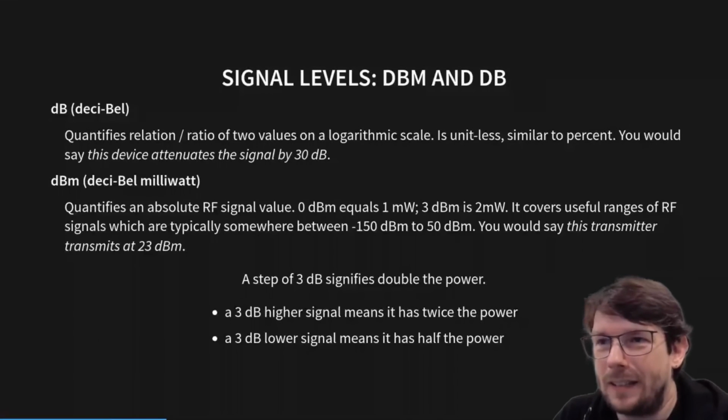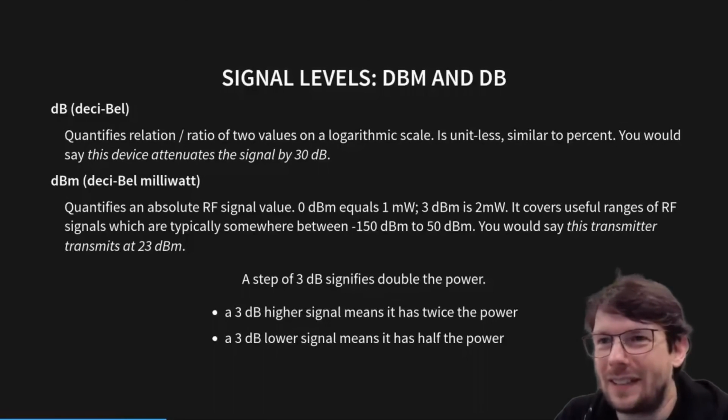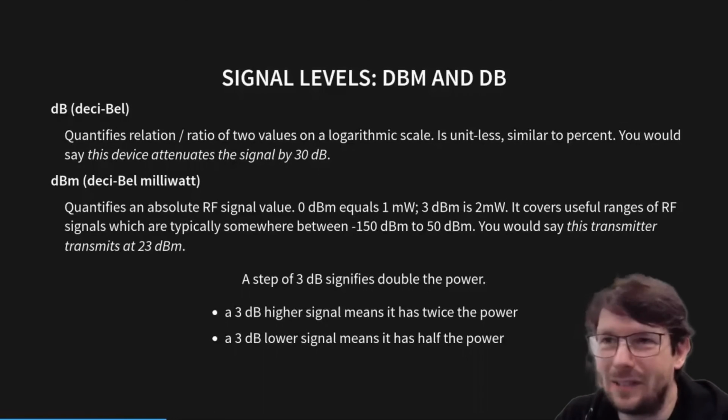And you would then say things like, this transmitter transmits at 23 dBm, meaning it transmits at 23 dB above 0 dBm, which is 1 milliwatt. If you translate it, it would be 200 milliwatts of power, if you want to express it in watts.